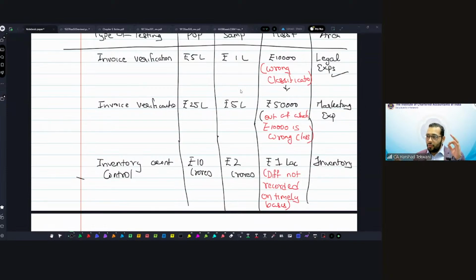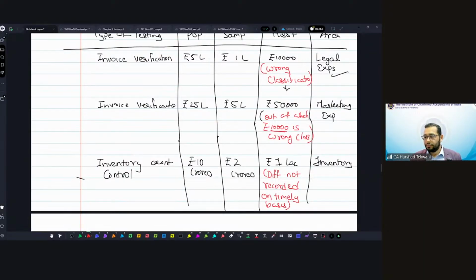Okay, so there is one misstatement which was that legal was classified as marketing. Here 10,000 legal expense was there. That was classified as a marketing expense. So you are seeing 10,000 misstatement at both places. Similar misstatement.